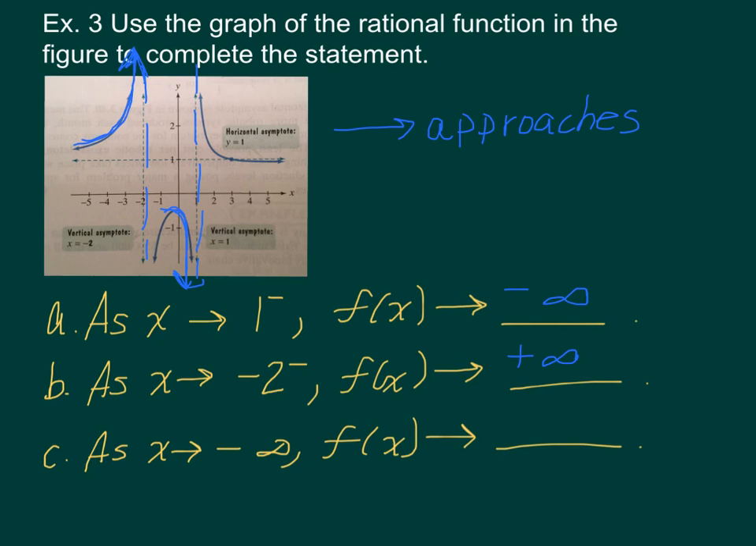And then last, we have as x approaches negative infinity. I'm going to use a yellow. So I'm going towards negative infinity. And notice my y values are getting close to this line right here, which is our horizontal asymptote. And it says here that that is 1. So they are getting close to 1. So remember, when you're going out to negative and positive infinity, you're getting close to your horizontal asymptote.